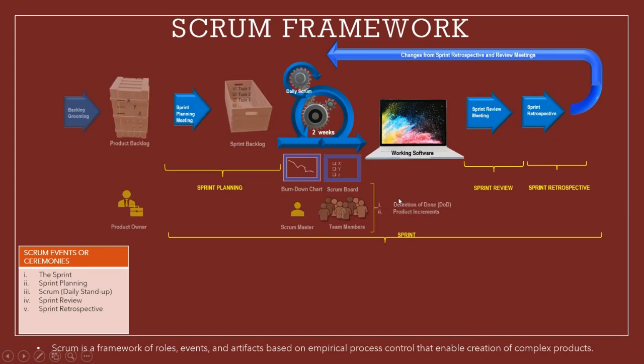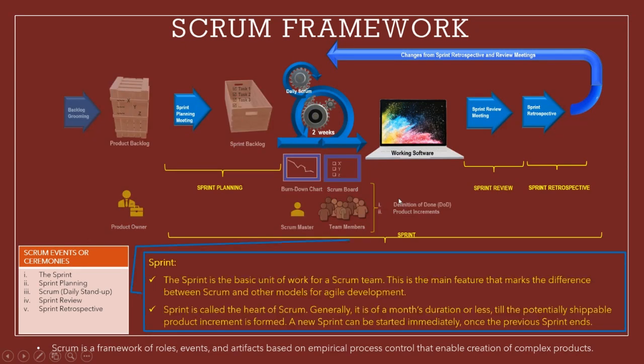The sprint is the basic unit of work for the Scrum team. This is the main feature that marks the difference between Scrum and the other models for agile development. The sprint is called the heart of Scrum. Generally, it is of a month's duration or less till the potentially shippable product increment is formed. A new sprint can be started immediately once the previous sprint ends.